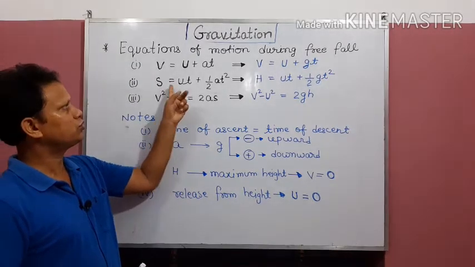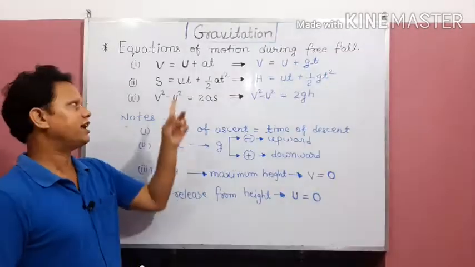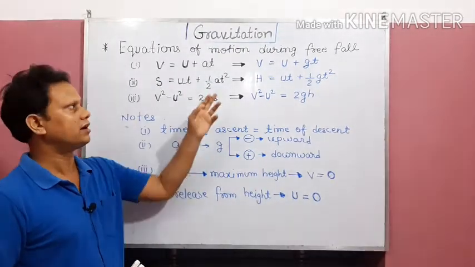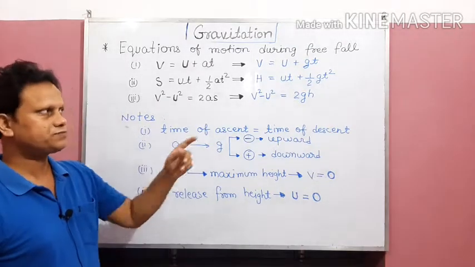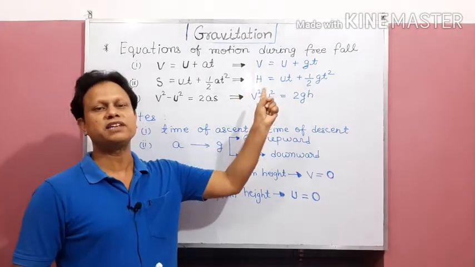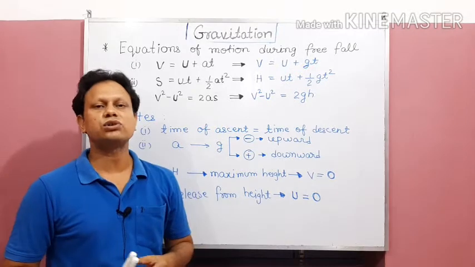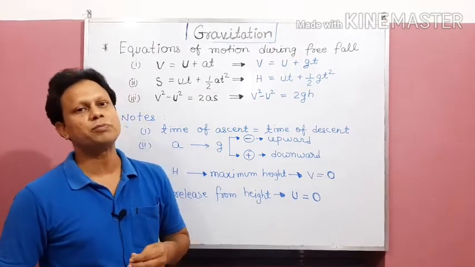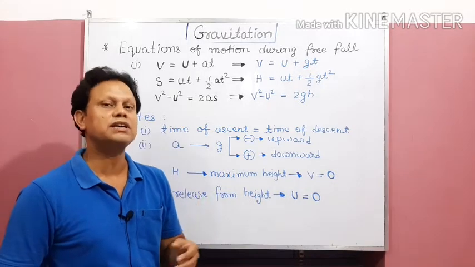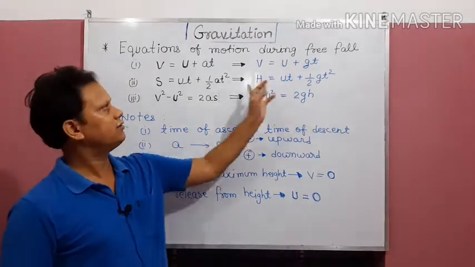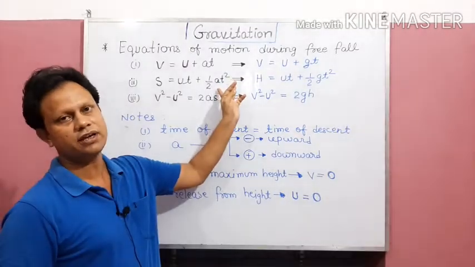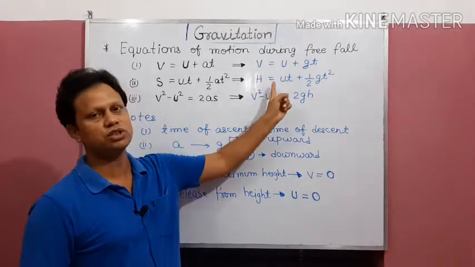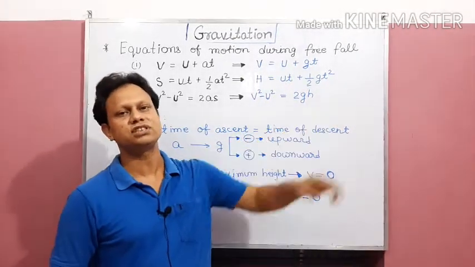Similarly, if I take s = ut + half at square, where s is the displacement, u is the initial velocity, t is the time and a is the acceleration. What is the change here? Here the displacement will be replaced by height, because height is also a kind of displacement in the vertical direction. So, the displacement will be replaced by the terminology h, height, and again we change the acceleration symbol a to g. So, that will become h = ut + half gt square.